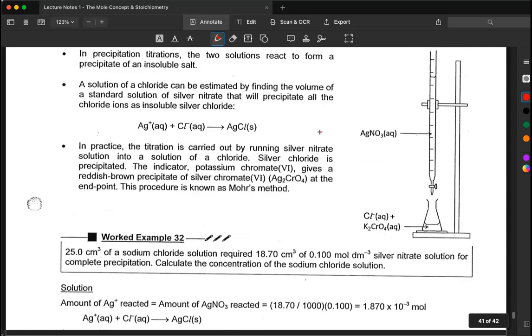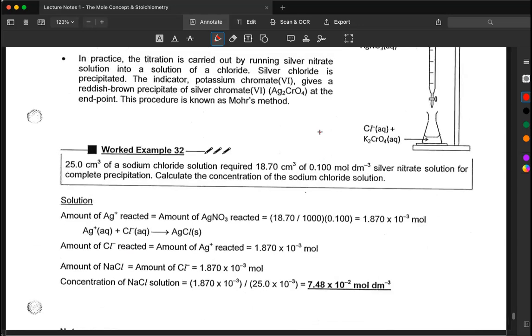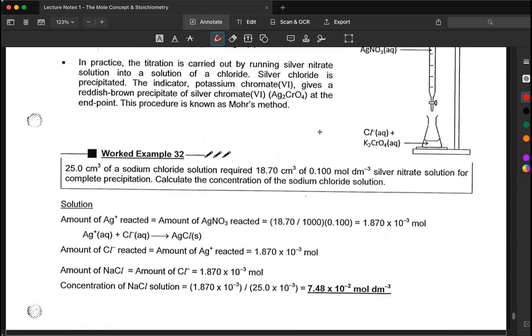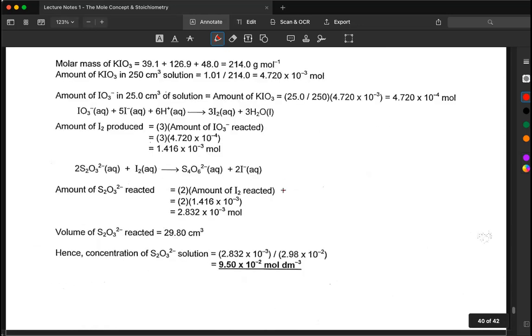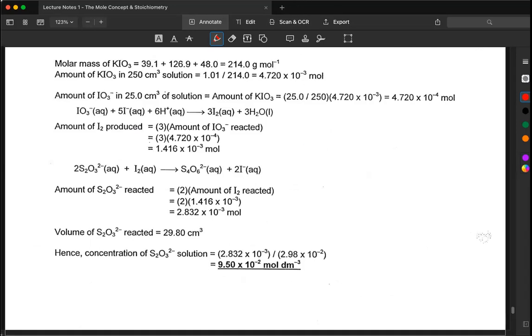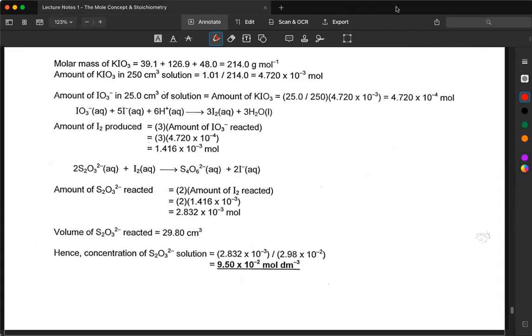I won't go through the specific example. I just give you the answer. You can just try yourself. Like this one, the final answer is given, then work it out yourself to practice. All right. That's it.